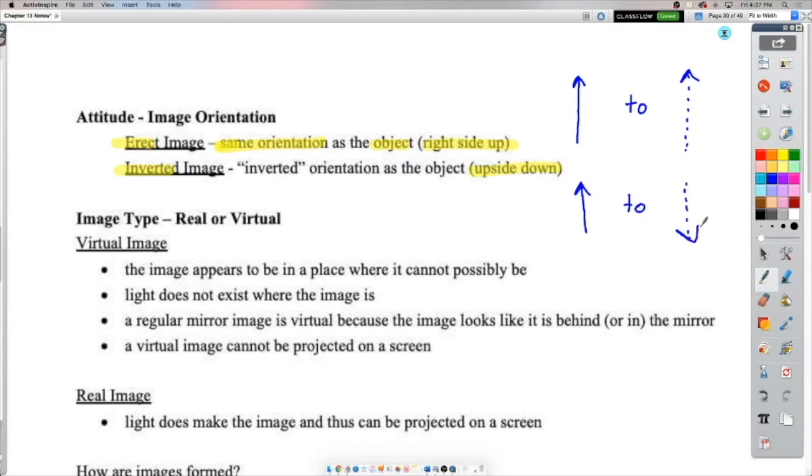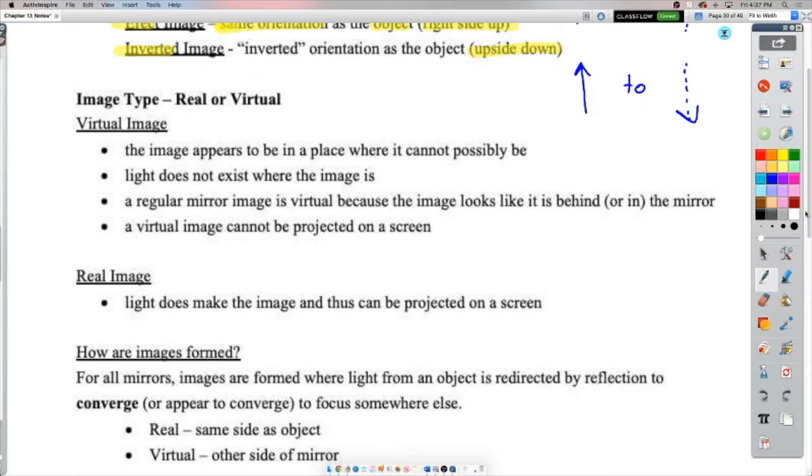Something like that. Maybe bigger, maybe smaller, but something like that in terms of the attitude. Okay, now there are two types of images. You can have a real image and you can have a virtual image. A virtual image is what you're used to seeing in the mirror, okay?